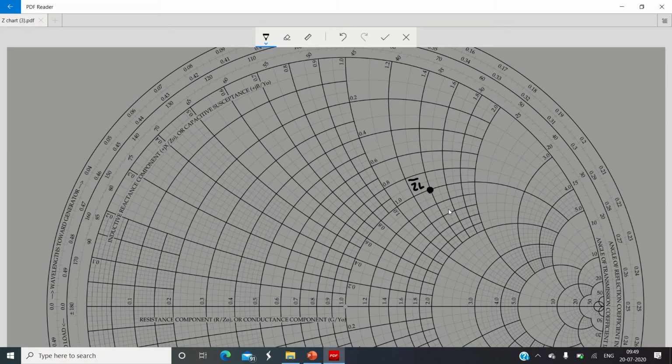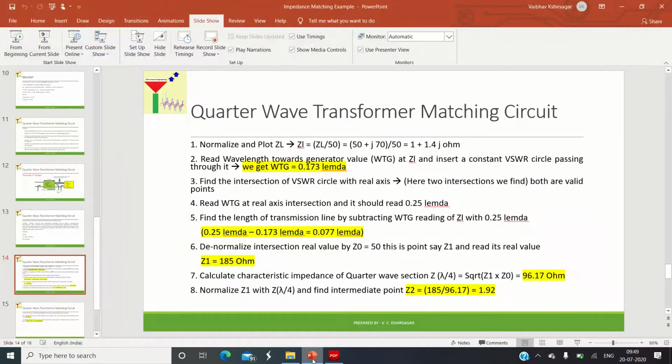So what is the next step? The next step is to connect this point with the center of the Smith chart. The second step is to read the wavelength towards generator value at the plotted load impedance and insert a constant VSWR circle passing through it.